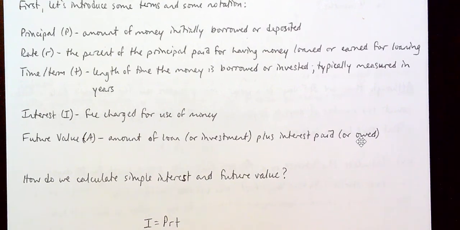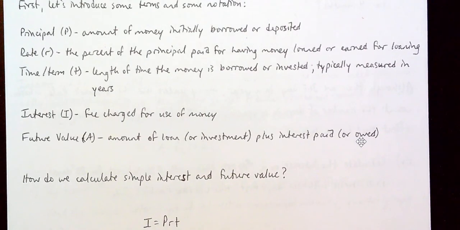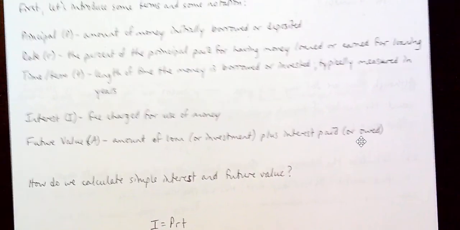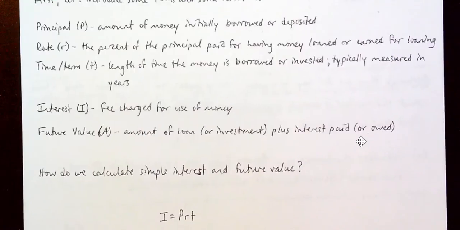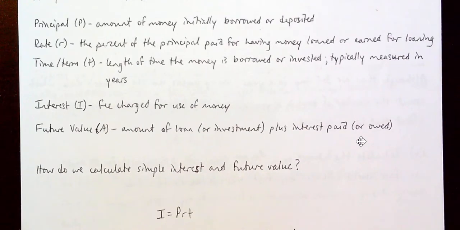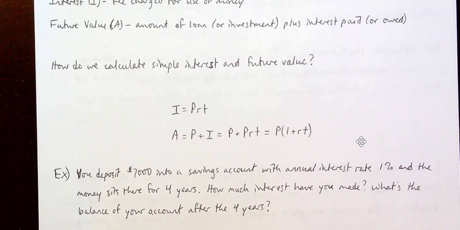And then the future value, which we typically symbolize by capital A. This is the amount of the loan, or what you put in, plus the interest you paid out or the interest that you get. So now the actual formulas.